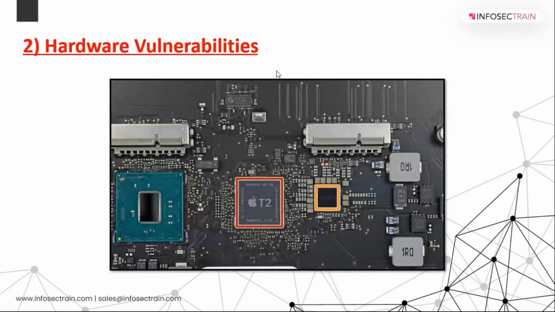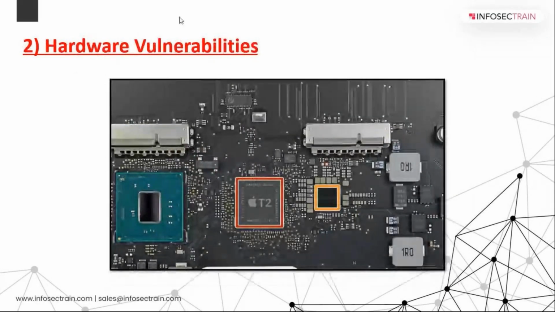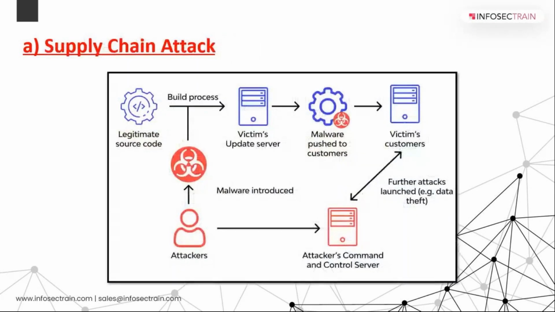That was software vulnerability. Then comes hardware vulnerability. Let's talk about it. To be very frank with you, catching a hardware vulnerability or hardware attack is not easy. It's very tricky. The first kind of hardware vulnerability is the supply chain attack.